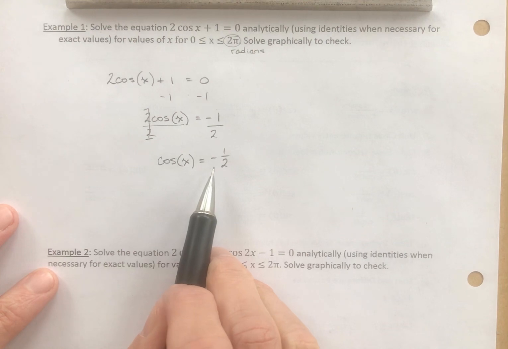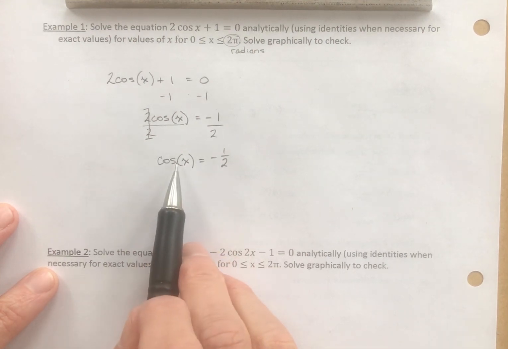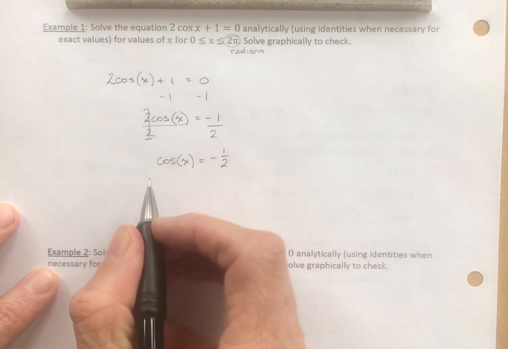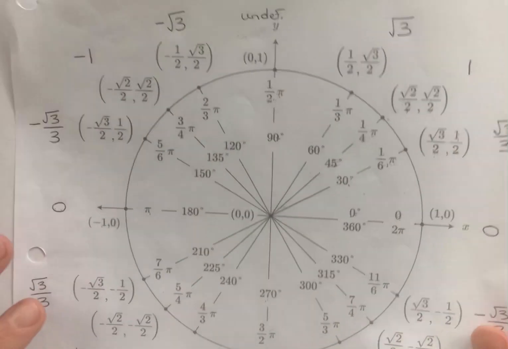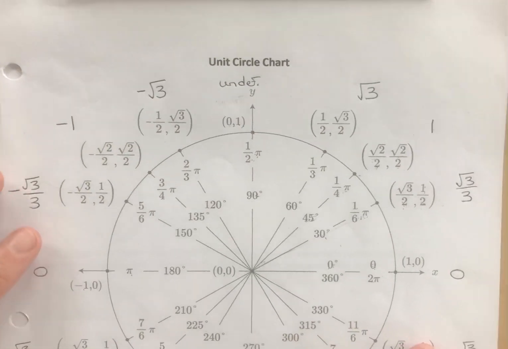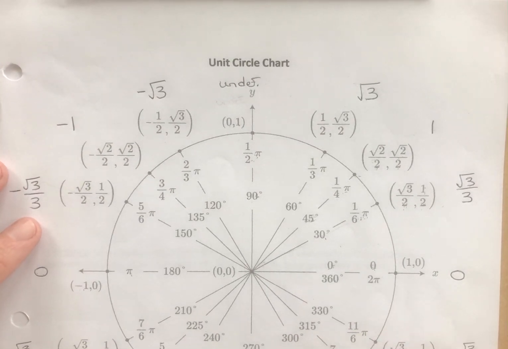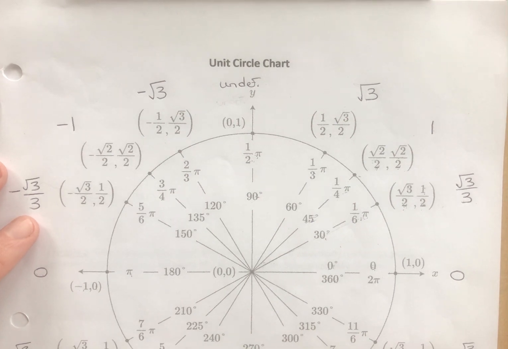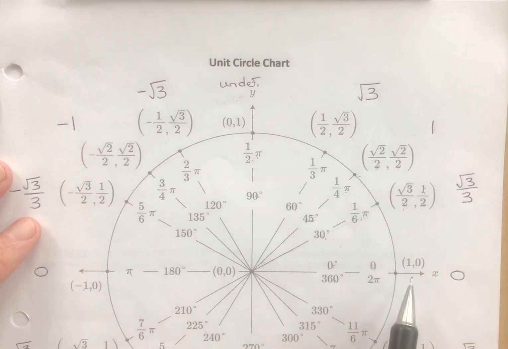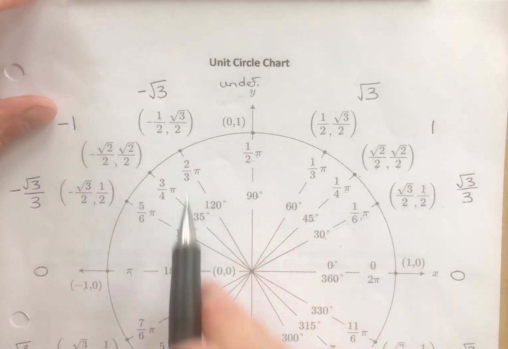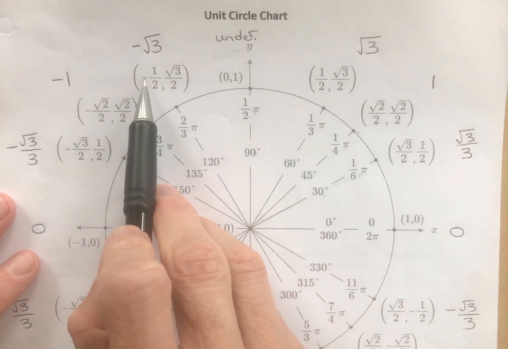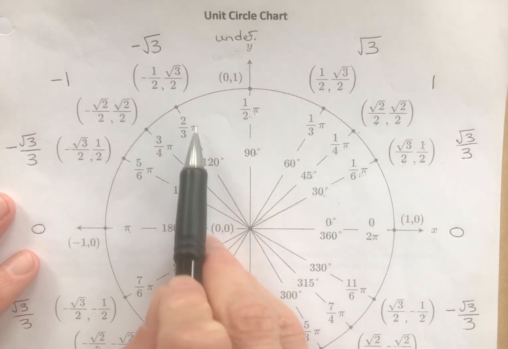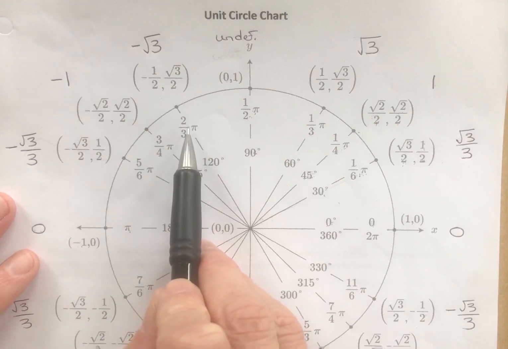Well, this is a unit circle trig identity. When is the cosine of x equal to negative 1/2? So let's take a peek. Here is our unit circle. Again, cosine is the x value. When is the x value negative 1/2? Well, look over here, the x value is negative 1/2. X is negative in quadrants 2 and 3. So we'll take a look in quadrant 2. X is negative 1/2 when the angle is 2 pi over 3 in radians.